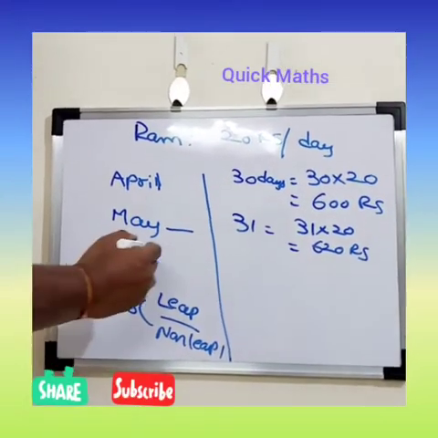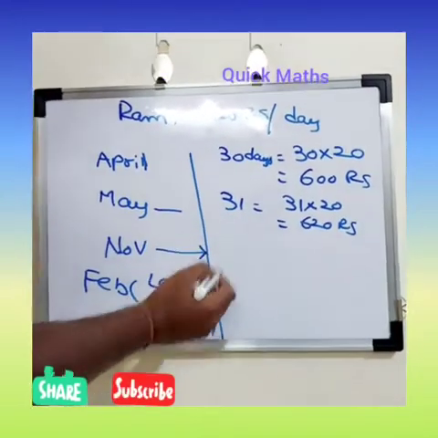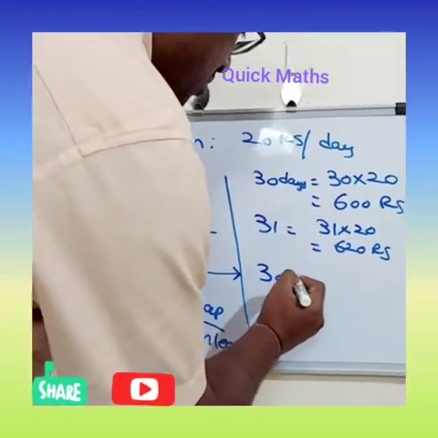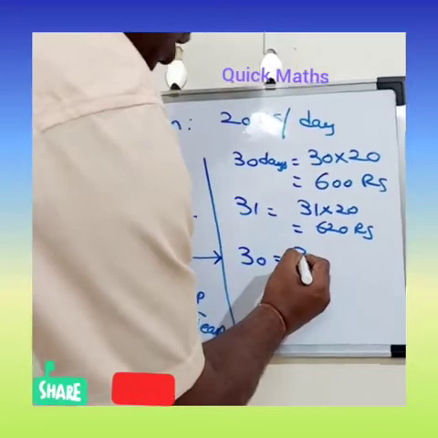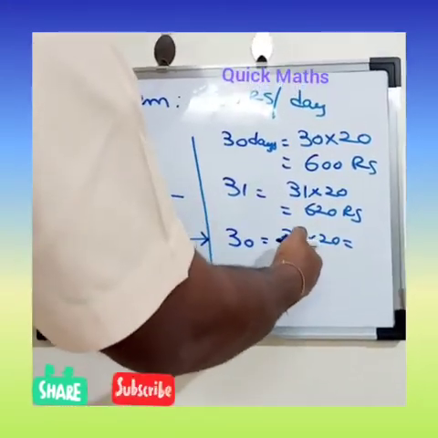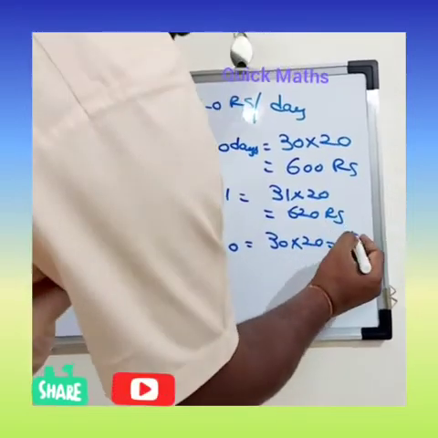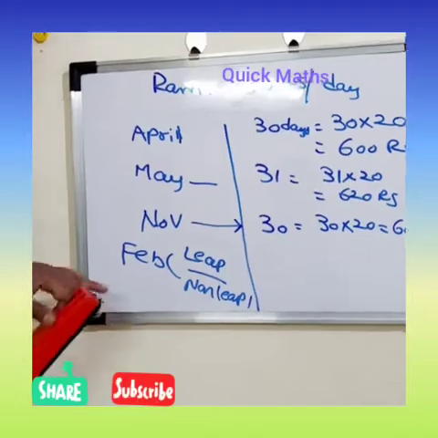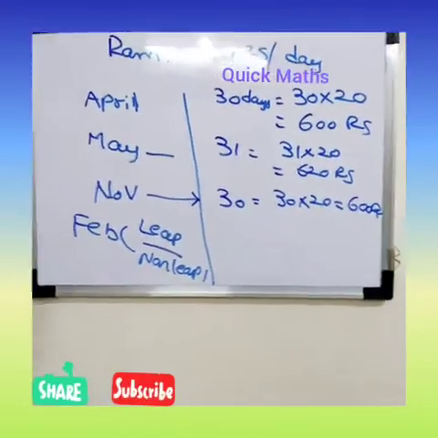Similarly, the November month. How many days does November have? 30 days. So 30 multiplied by 20. Then what is the value? 3 times 2 is 6, 0, 600 rupees. But now the variation will come in case of February.